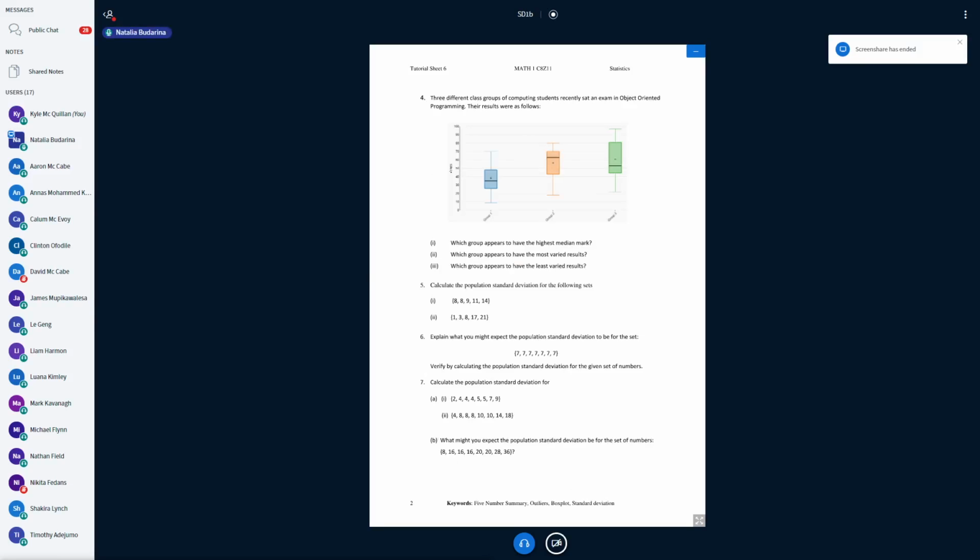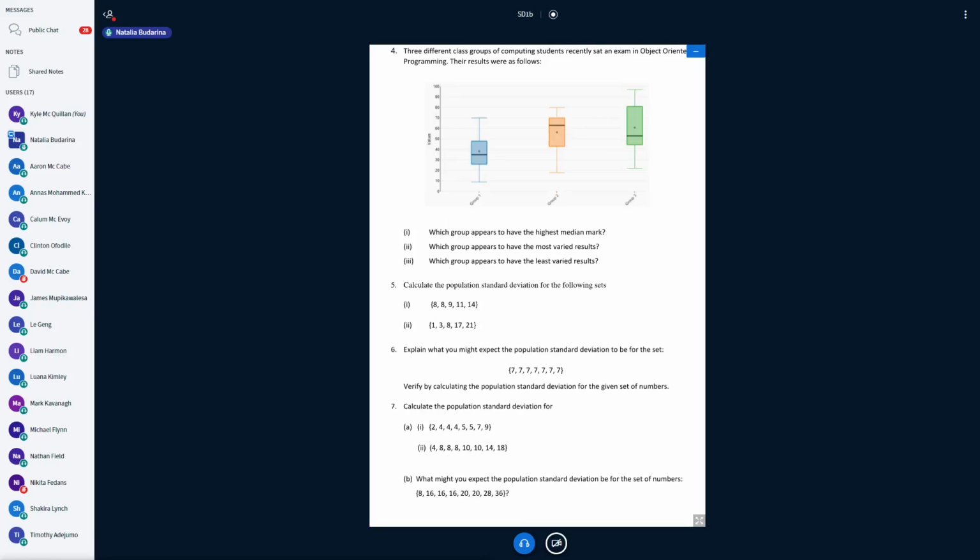Okay, next question. Please look for the 3 different class groups and the 3 box plots. They're in the same graph. Which group appears to have the highest median mark? Remember, the median is the line in the middle of the box plot, in the middle of the rectangle. Please tell me, which group has the highest median mark?